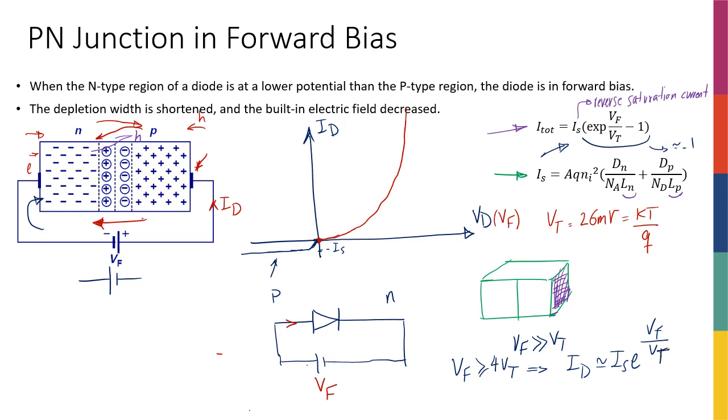Okay? You can see that when we do the approximation, the equation is not really valid for the reverse bias condition. It's only valid for the forward bias, but both this equation and the main equation are going to be very useful for us in analyzing diode circuits and diode-based electronics. Okay?